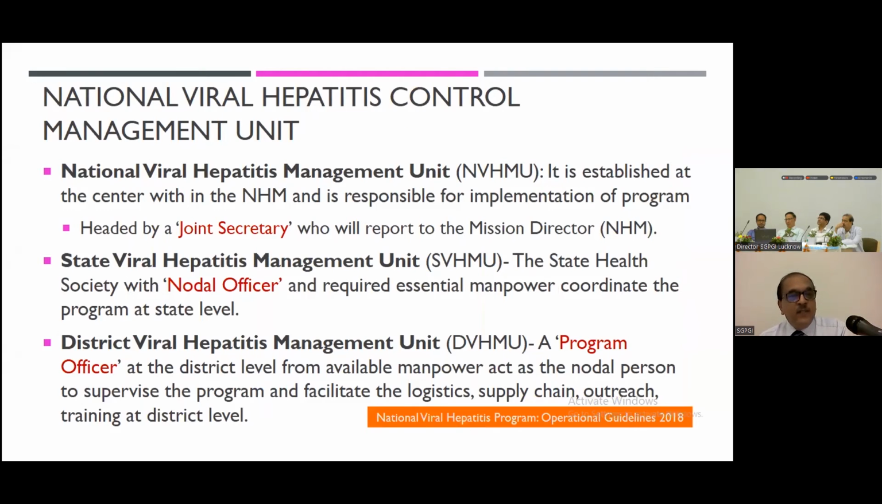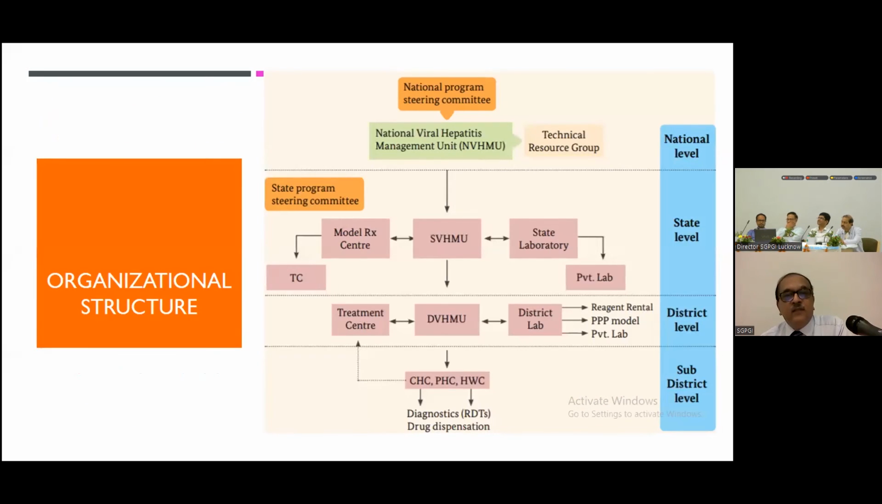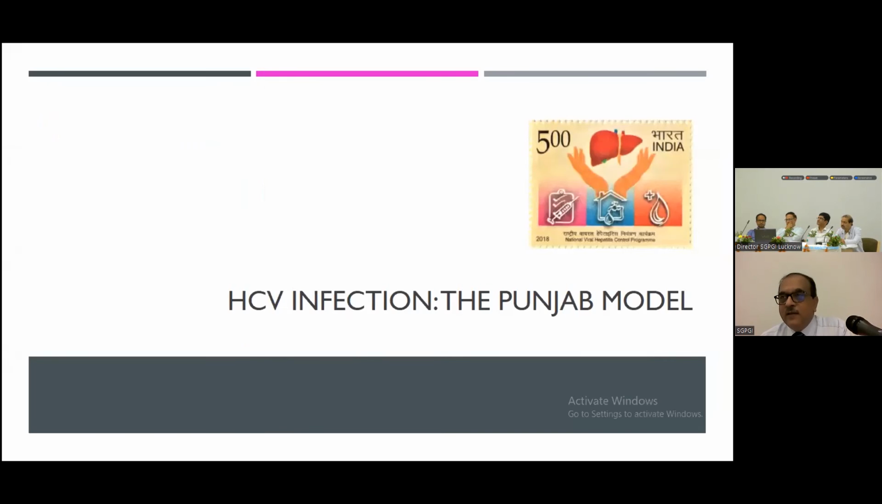And there are management units at the national level, that is the joint secretary, at the state level, the state viral hepatitis management unit, that is the nodal officer, and at the district level, that is the program officer, and they have to run the program also. This is the flow chart that you can see over here, that goes from the national to the state to the district and the sub-district level also. I will not elaborate on it. I'll just tell you in 5 minutes. I have 5 minutes.